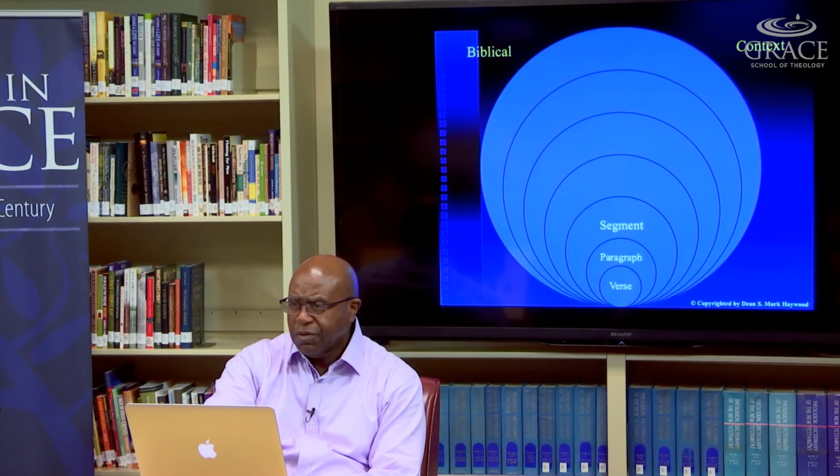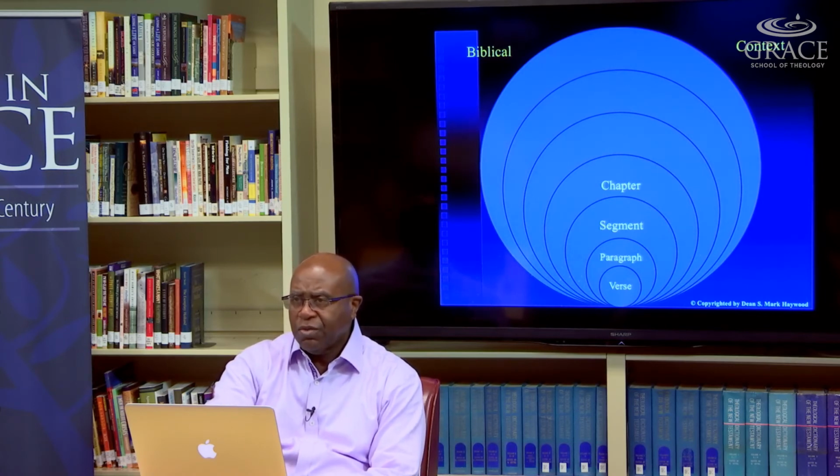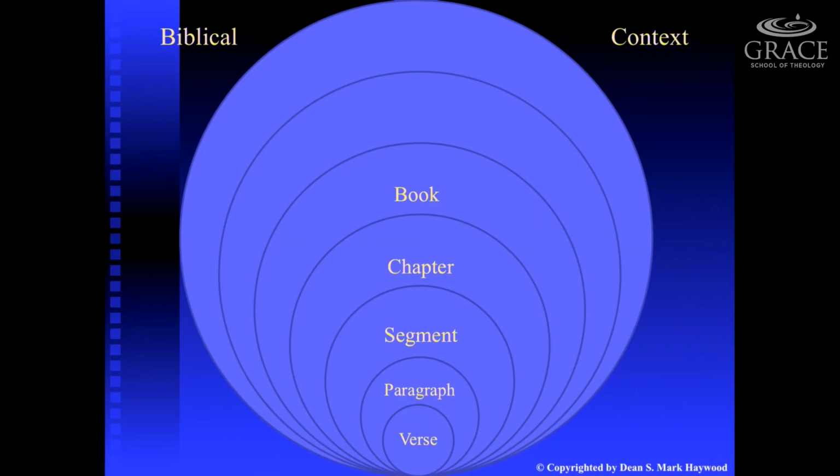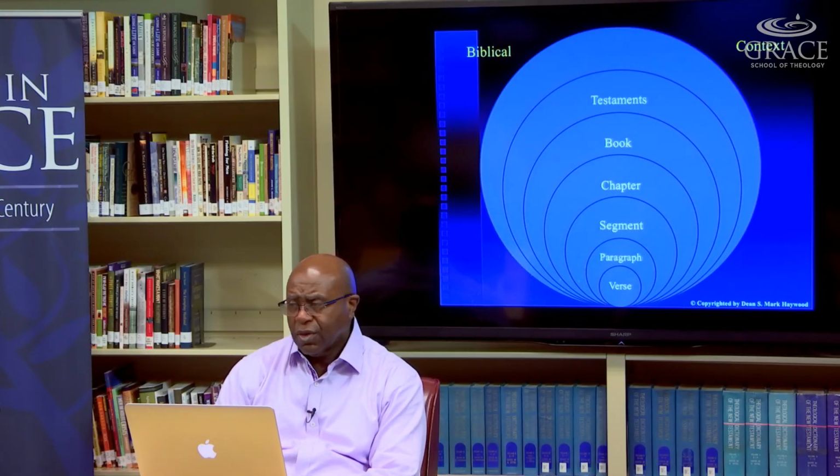The next largest context, what do you think the next largest context from a segment would be? A chapter. Very good, a chapter. And the next largest context would be what? Correct. That would be a book. All right. And then the next largest context would be what? A testament. That's right. Old and new. All right, we've got two. Now, I understand what you're saying. So we've got two: Old Testament, New Testament.